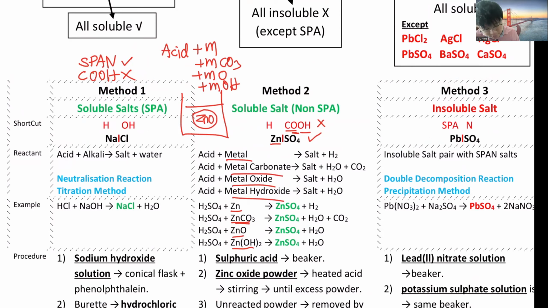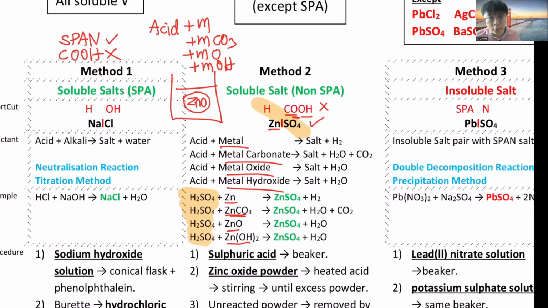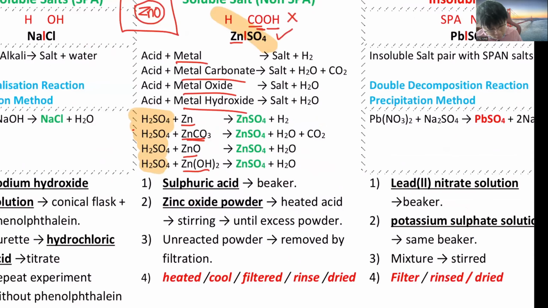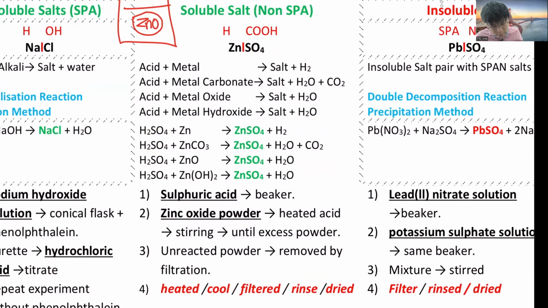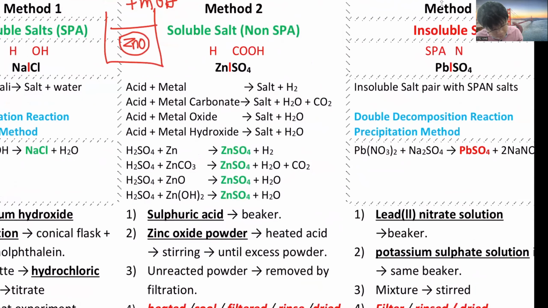So we use acid to react with zinc carbonate, zinc oxide and zinc hydroxide. But in SPM, if they let you choose, try to choose carbonate and oxide. These two will be safer. So now, let's say I want to prepare zinc sulfate. I will choose sulfuric acid to react with zinc oxide.